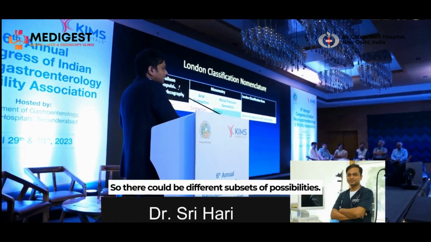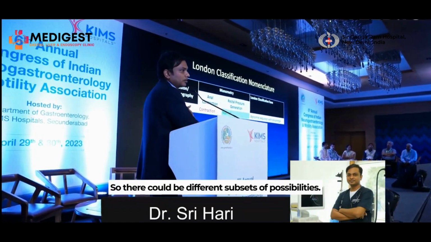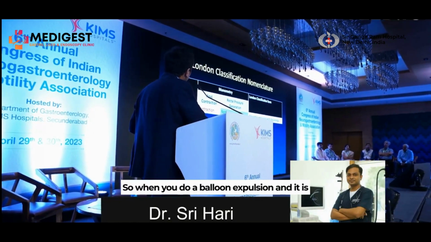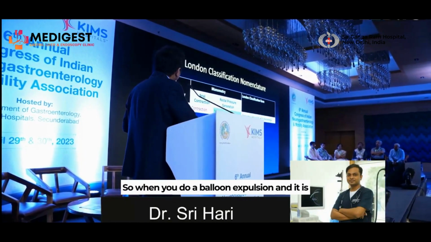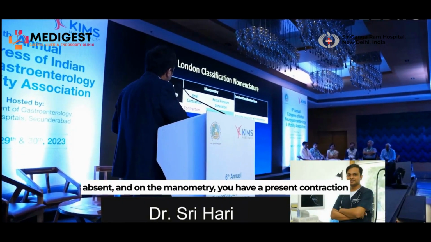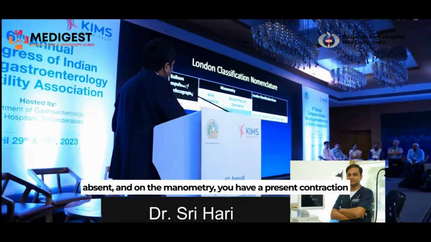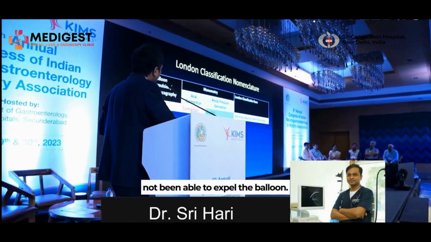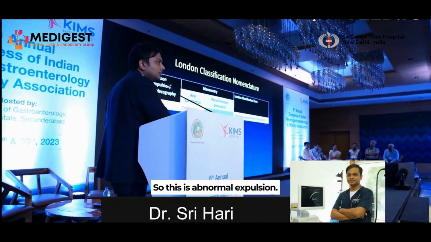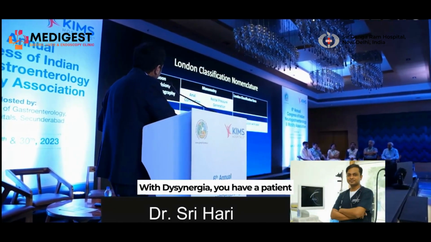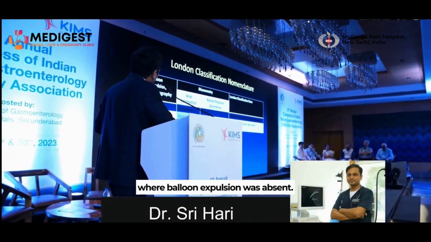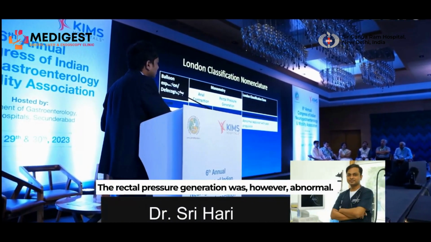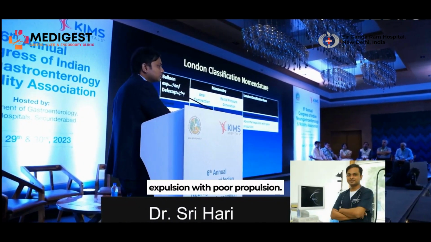So there could be different subsets of possibilities when you do this in the London classification. I'll just take one more minute. When you do a balloon expulsion and it is absent, and on the manometry you have a present anal contraction and the rectal pressure generation is normal, but the patient has not been able to expel the balloon, this is abnormal expulsion with dyssynergia. You have a patient where balloon expulsion was absent, the anal contraction was present, the rectal pressure generation was, however, abnormal. So this is called abnormal expulsion with poor propulsion.